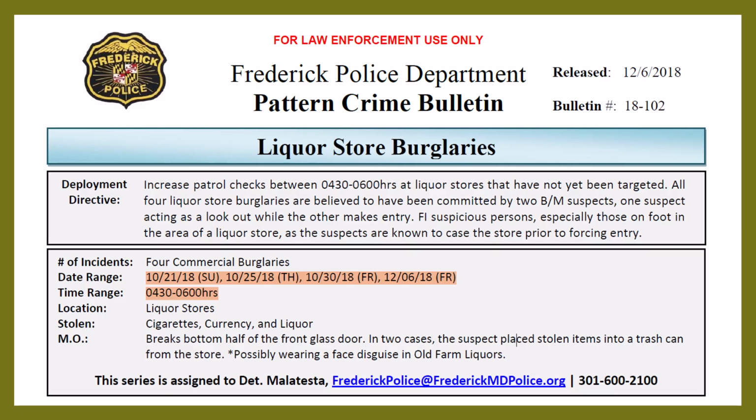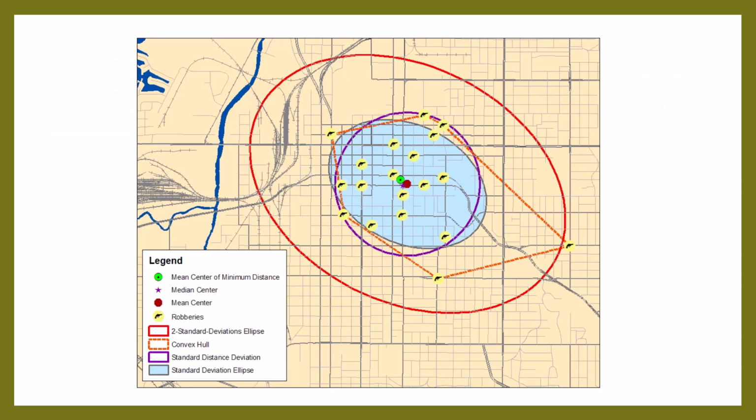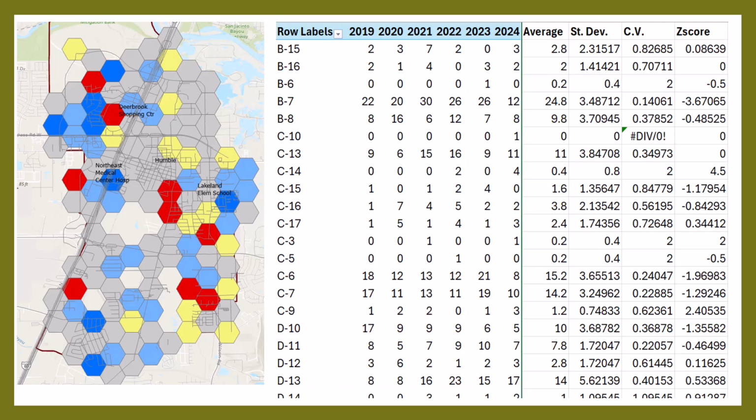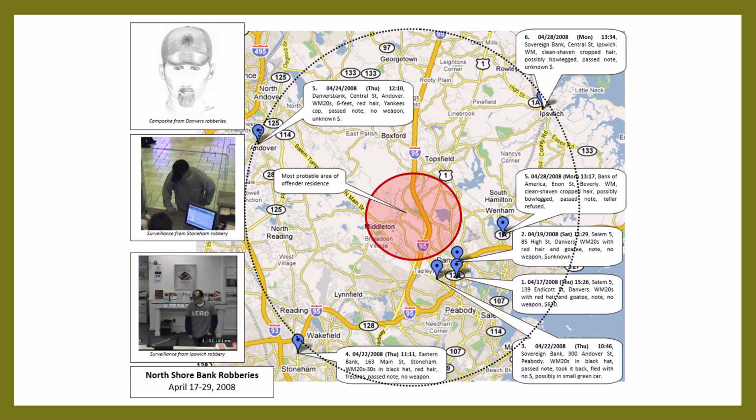Then there's a whole area of quantitative analysis called spatial statistics, where we work with spatial variables like coordinates and distances and directions in order to identify, say, the mean center of a crime pattern, or what areas are top hotspots, or where an offender might be most likely to live based on the pattern of where his crimes have been committed.